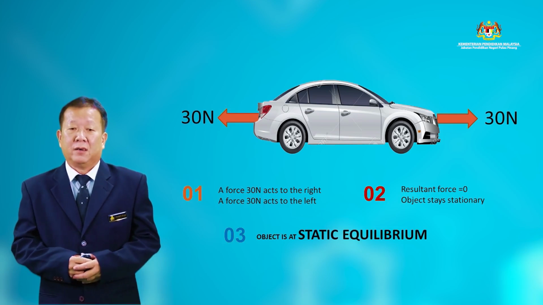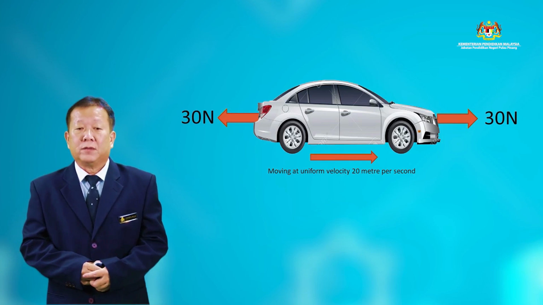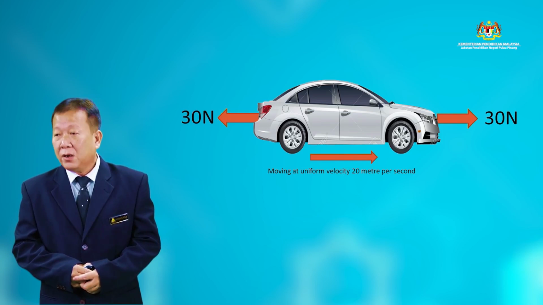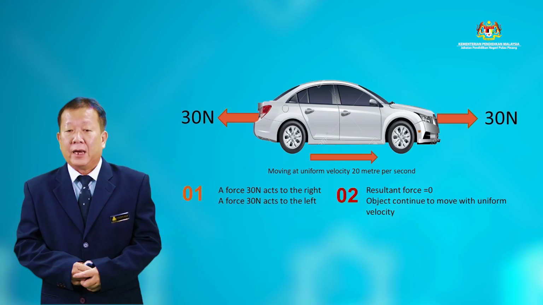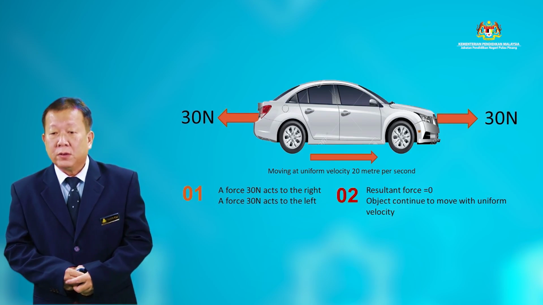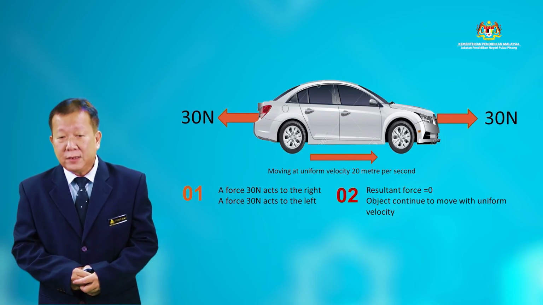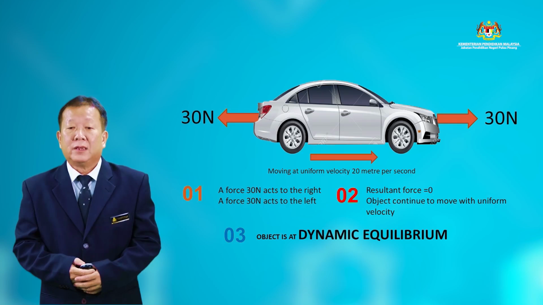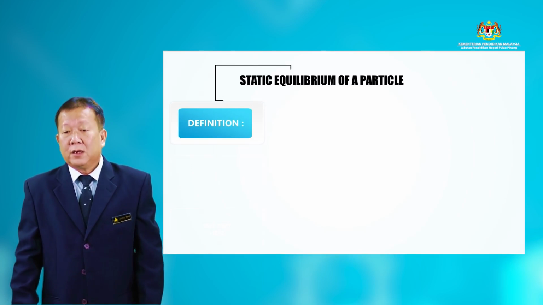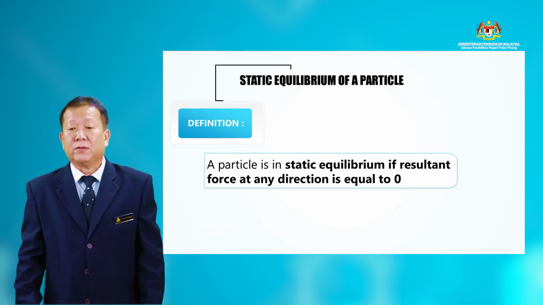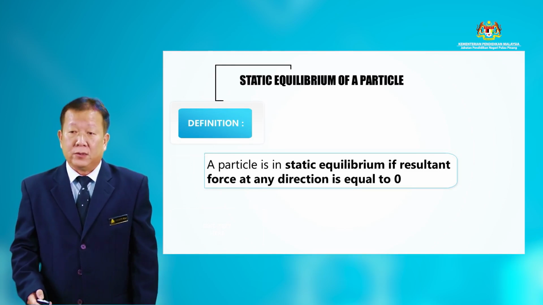Look at another car that is said to be in dynamic equilibrium. There are two forces of 30 Newton acting on the car which is moving with uniform velocity. The resultant force acting on the car is equal to 0 and the car remains moving with uniform velocity. This type of equilibrium is called dynamic equilibrium. Static equilibrium of a particle is a situation where the resultant force acting on the particle in any direction is equal to 0.